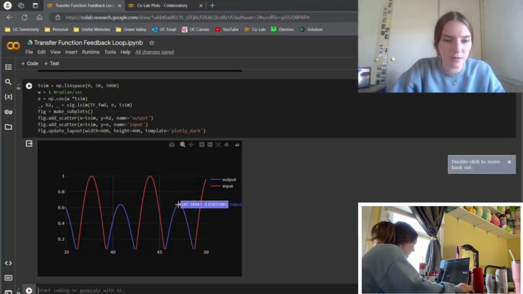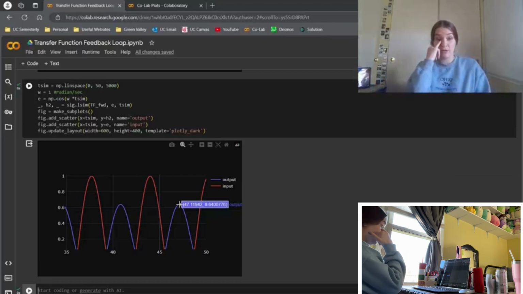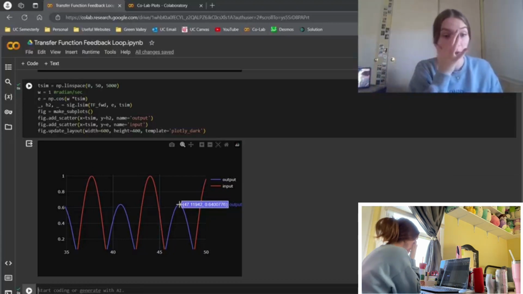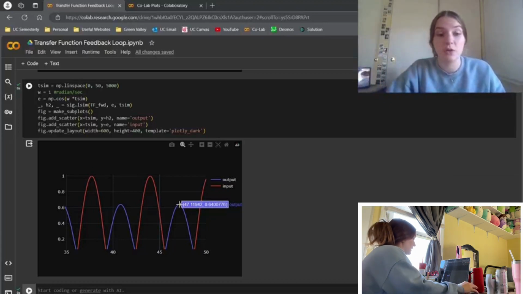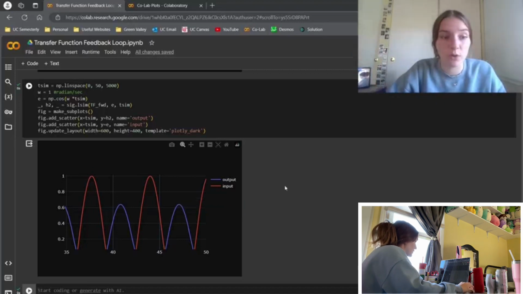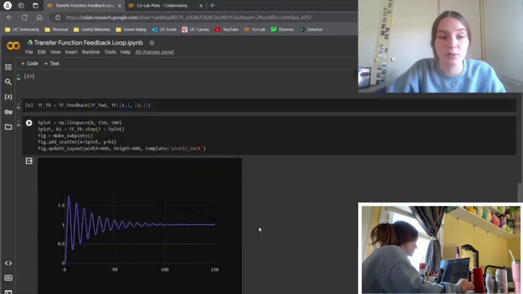If I give this more data points, I bet we can get closer to 0.64. So we can see that at the very top of the graph that we found in the last video, our amplitude ratio is also 0.64, so that just kind of proves that you can use either of these ways to find the amplitude ratio.